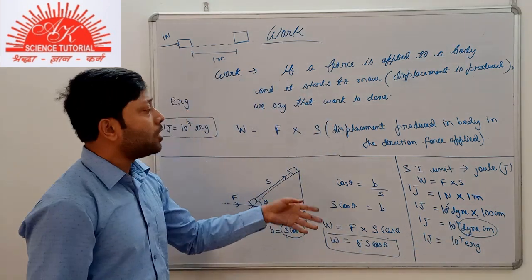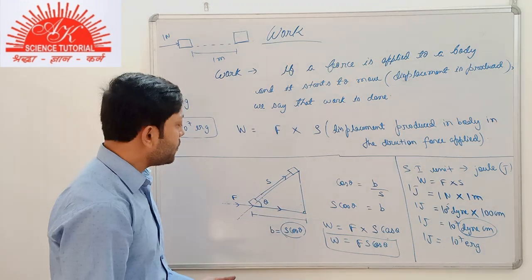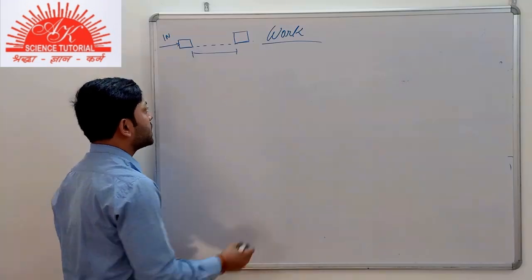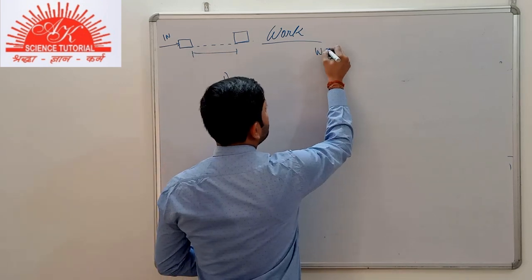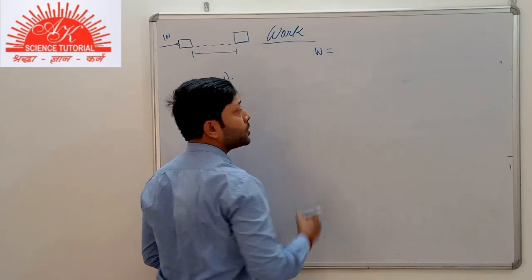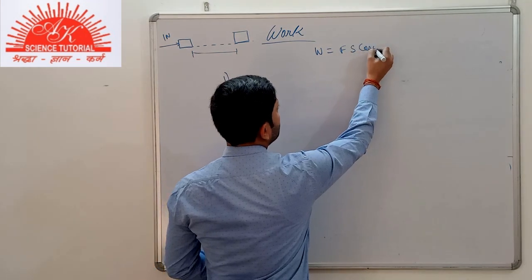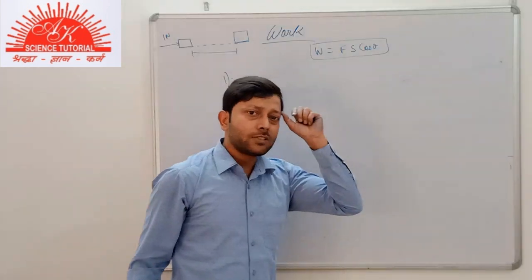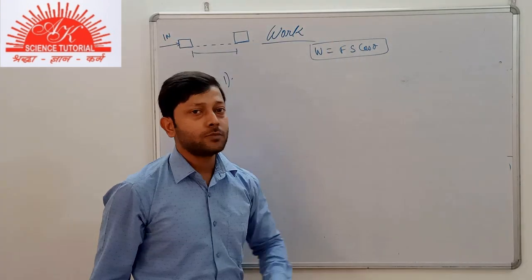Now, as you know about the SI unit and the CGS unit of work, we are moving towards the special cases. We have the first case. Firstly, we will write the expression for work, that is W is equal to Fs cos theta, where theta is the angle between the displacement and the force.